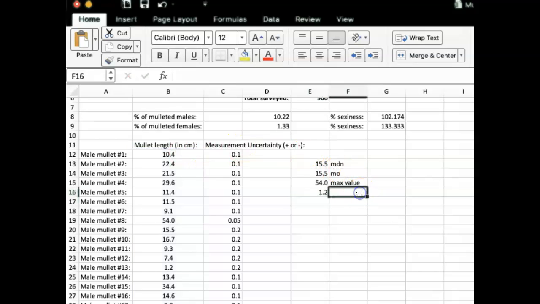All right, so we've got, oh man, I feel bad for that guy, he's got such a small mullet. That's okay, he's still sexy according to the data. So anyway, that's one way you can list the range.